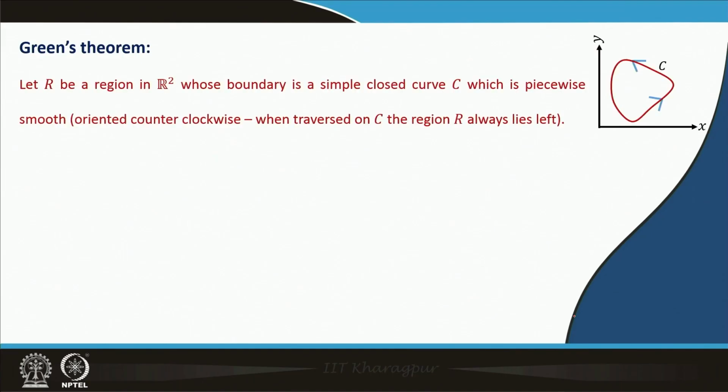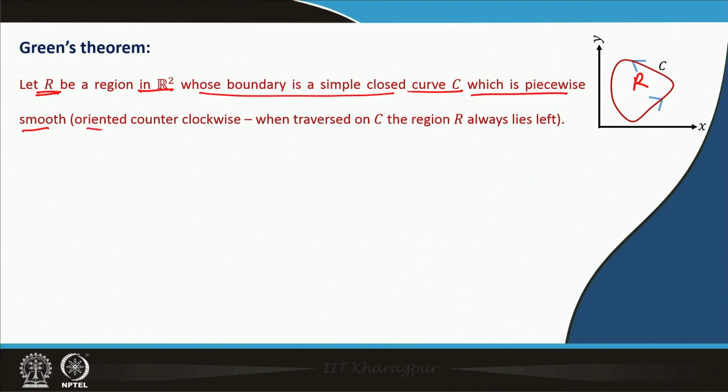So, coming back to the theorem, let us go through the statement. Let R be a region in R2. So, we are talking about the two dimensional plane now, whose boundary is a simple closed curve. That means the curve does not intersect itself, as we have already discussed in the last lecture, which is piecewise smooth, that term is also discussed already.